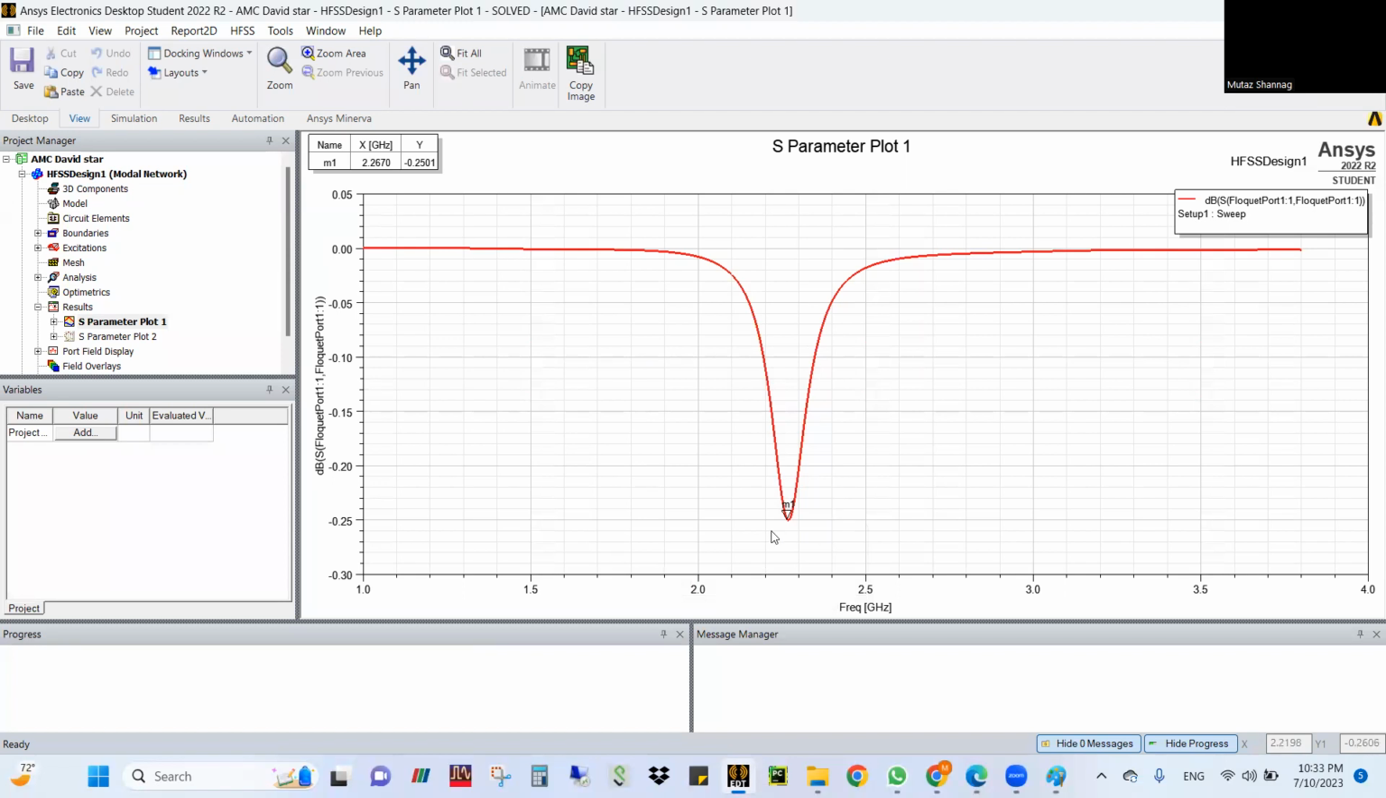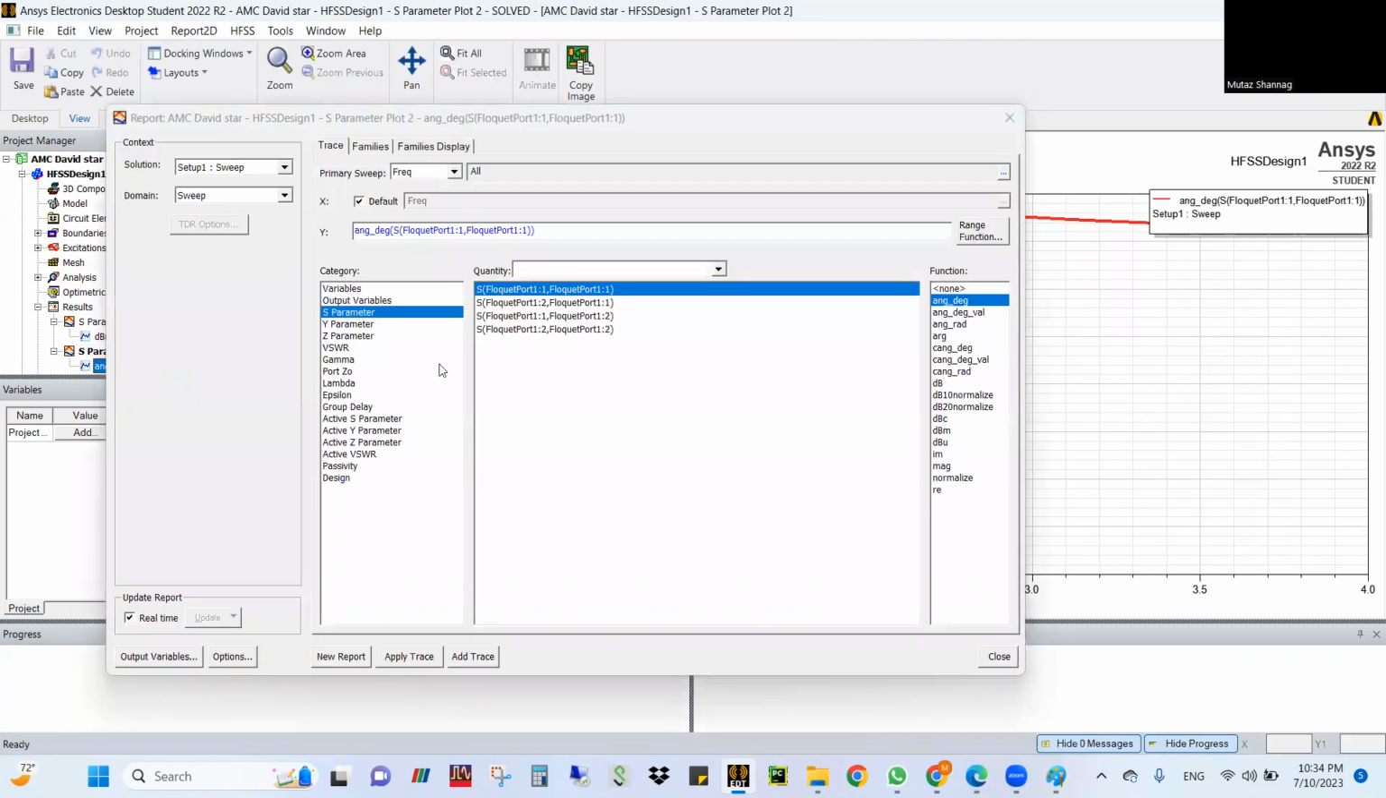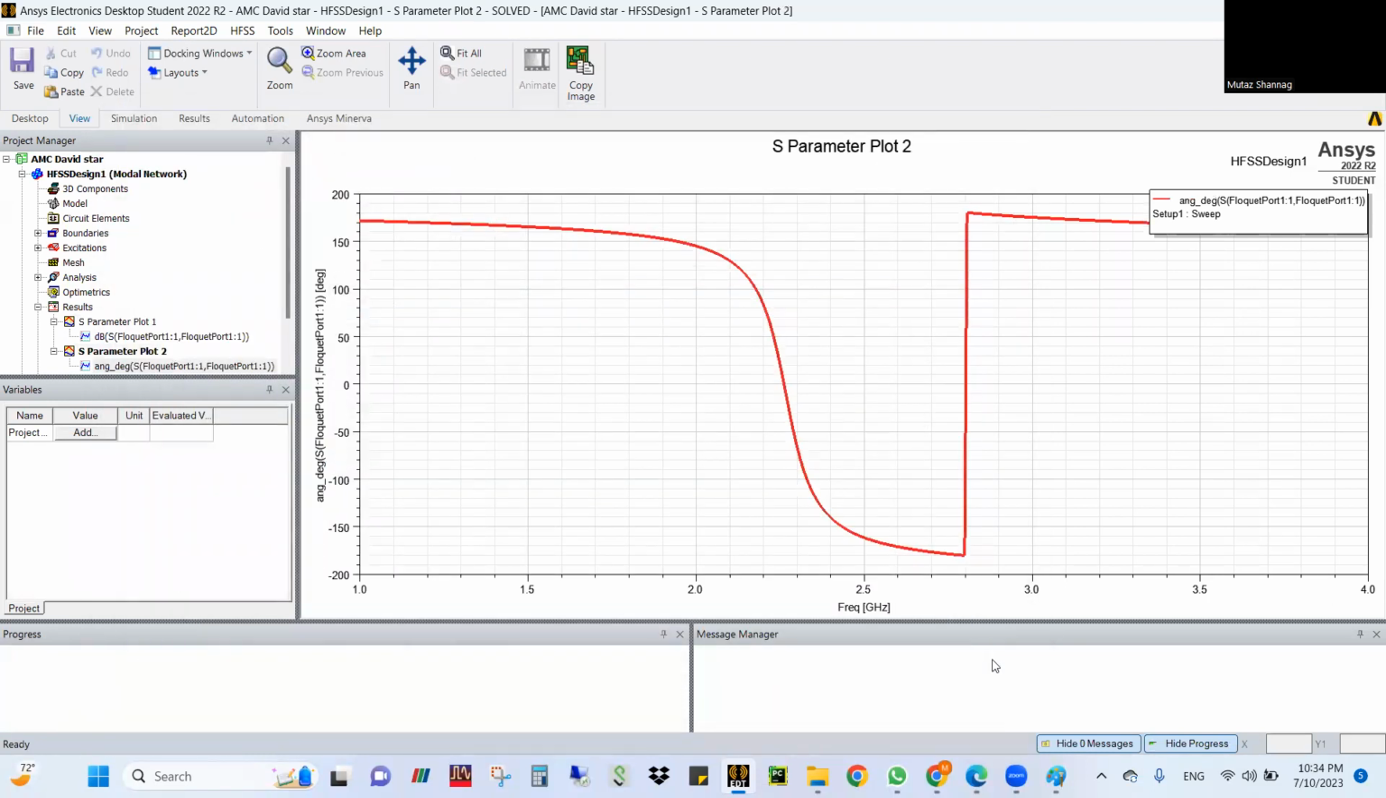Can you correlate whatever I explained? So this is the resonance basically. If you plot the phase, there is another plot below it. This is the angle. You can see here, from minus 90 to 90. Zero degree at the same point. It should come exactly at 2.26, and yes, it is exactly coming, right?